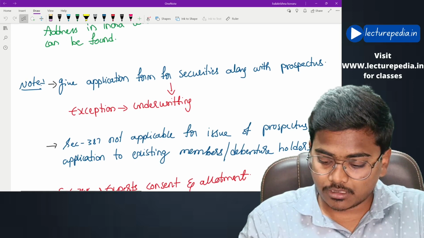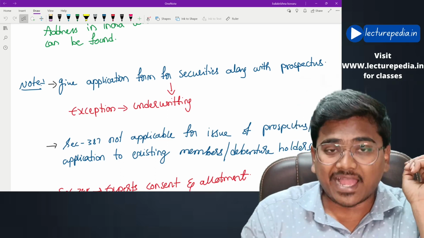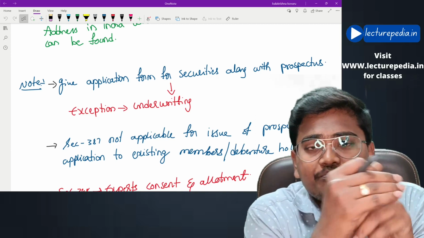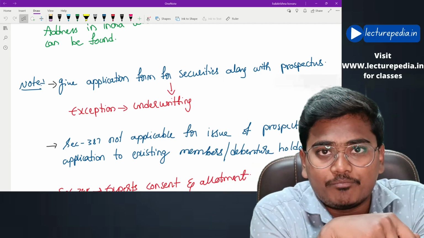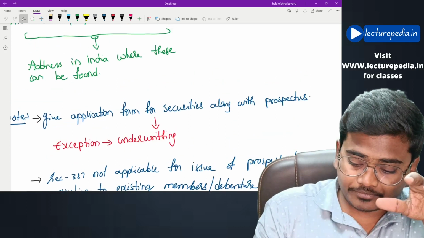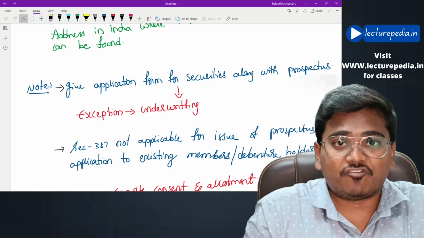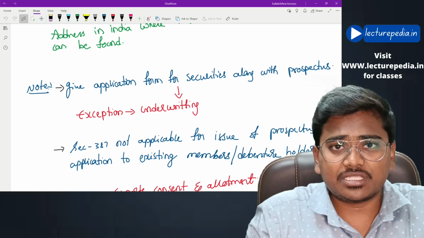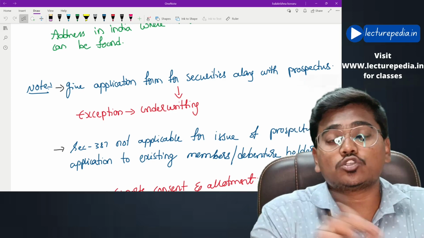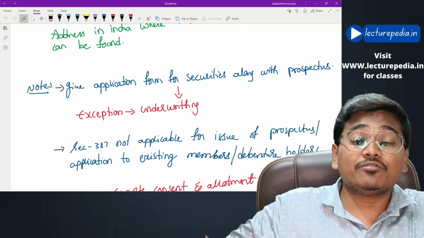Now, for subscribing to the shares or debentures, whatever the instrument, there will be an application form. The person who wants to subscribe has to give the company an application form for subscribing the shares or debentures or any instrument. Now, this application form will be distributed by the company itself. Okay, now while giving the application form for subscribing the shares or debentures or any other instrument, along with the application form, even the prospectus should also be given by the company. Hope this is clear. Okay, give the application form for securities along with the prospectus.